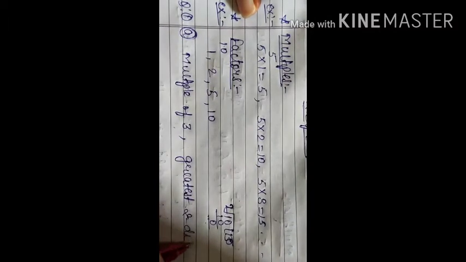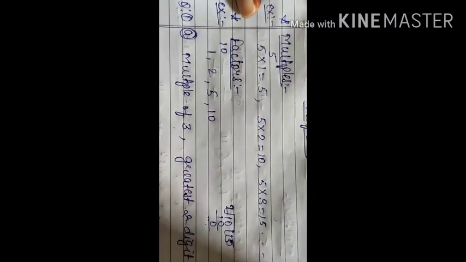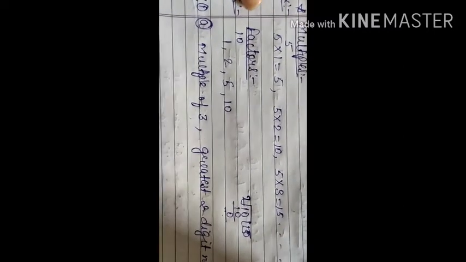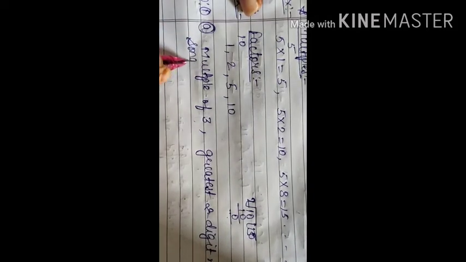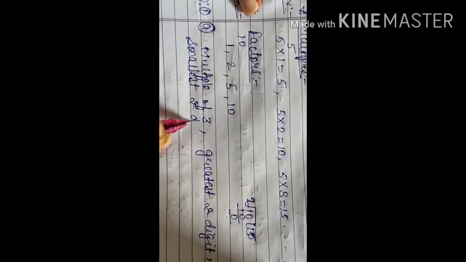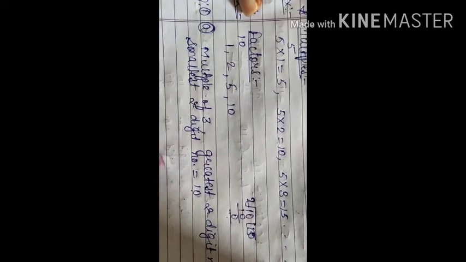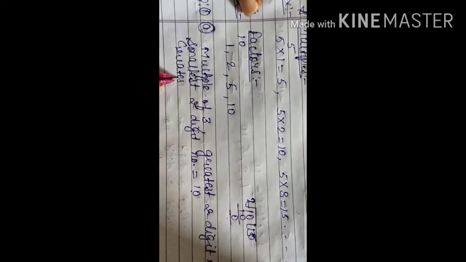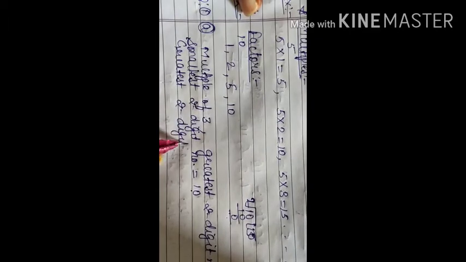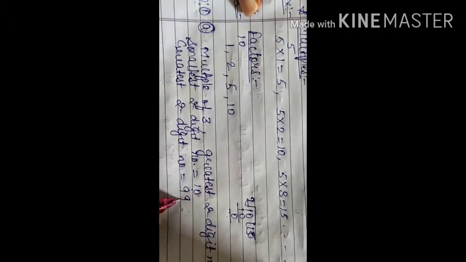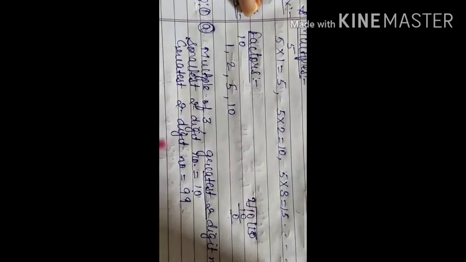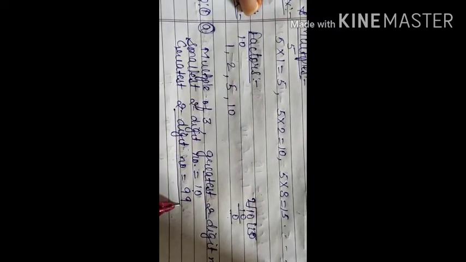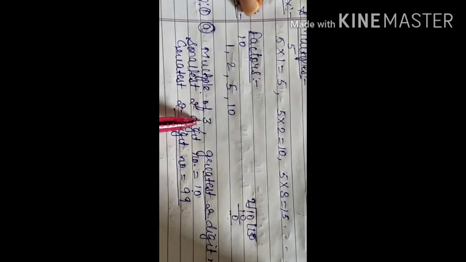In smaller classes you have learned how to write the greatest and smallest numbers. Here we do not want the smallest number, but still I am mentioning it just for your revision: the smallest two-digit number is 10. And the greatest two-digit number is 99, right? This we have learned in smaller classes. So here we want the greatest two-digit number. That means we know that the greatest two-digit number is 99, but that number should be a multiple of 3.